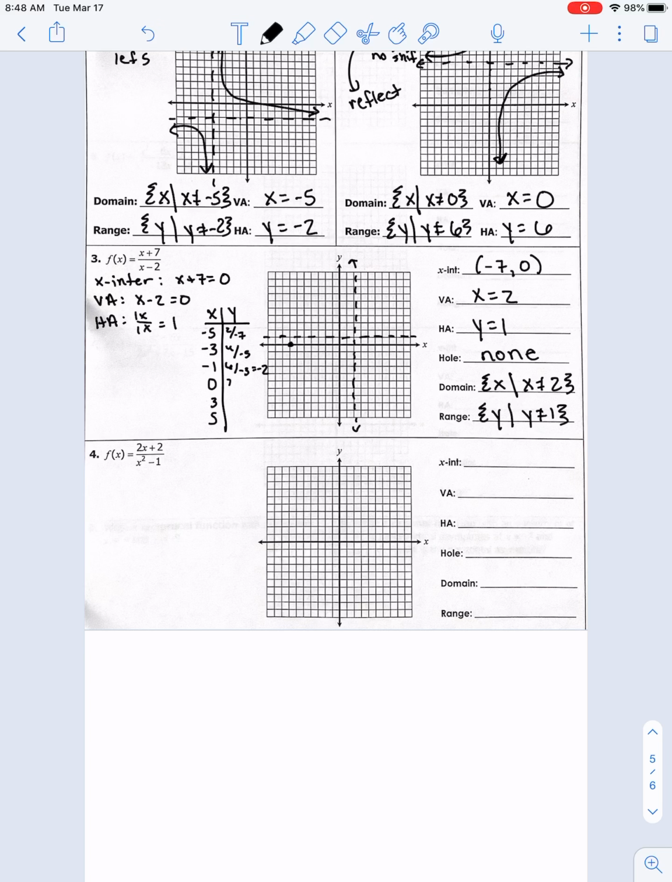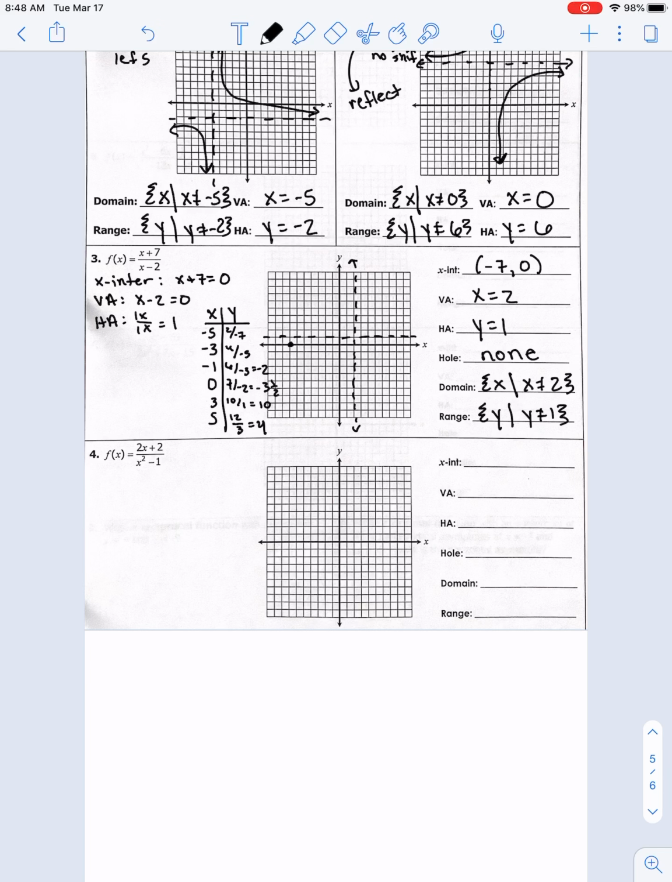0, we get 7 over -2, which is -3.5. If we plug in 3, we get 10 over 1. If we plug in 5, we get 12 over 3, which is 4.